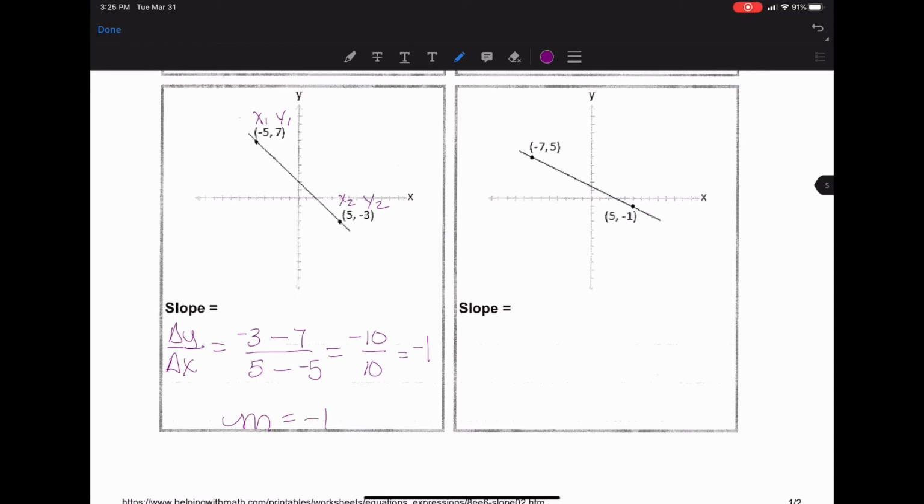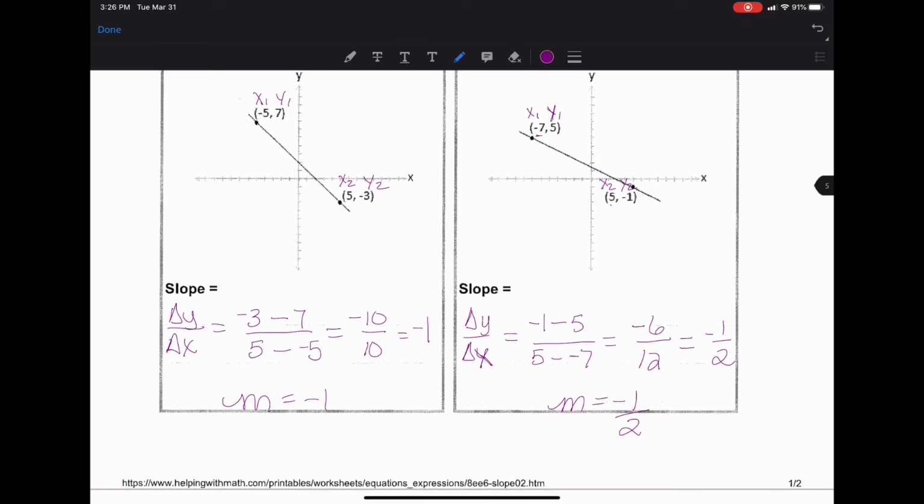Next problem. x1, y1, x2, y2. So my delta y over my delta x is -1 minus 5 over 5 minus -7. Put it in your calculator, you wind up with -6/12, which reduces down to -1/2. So my slope is -1/2.